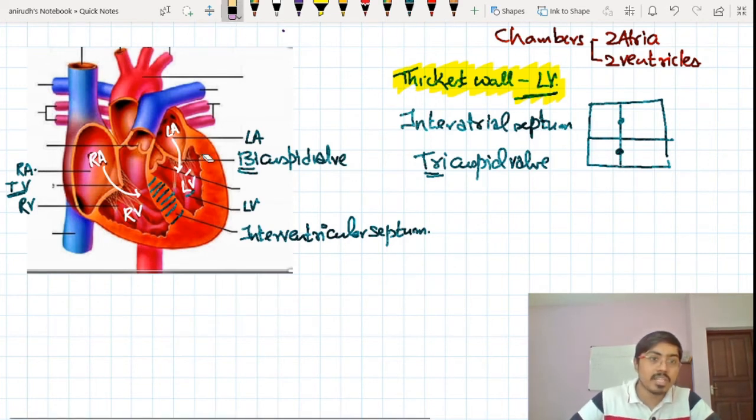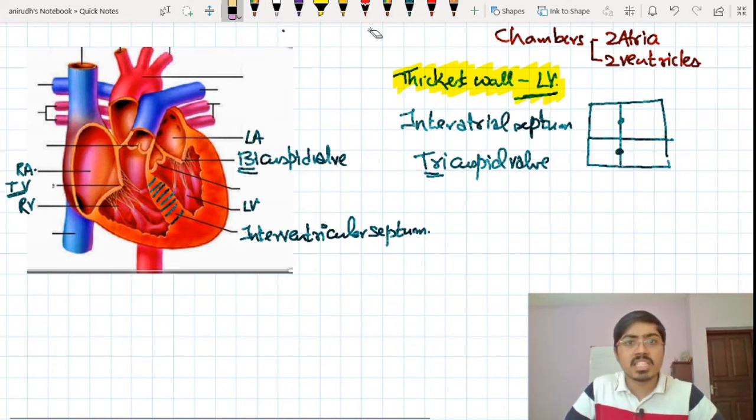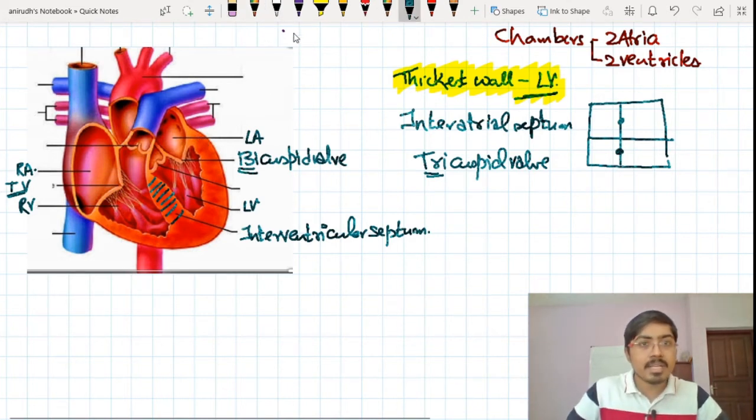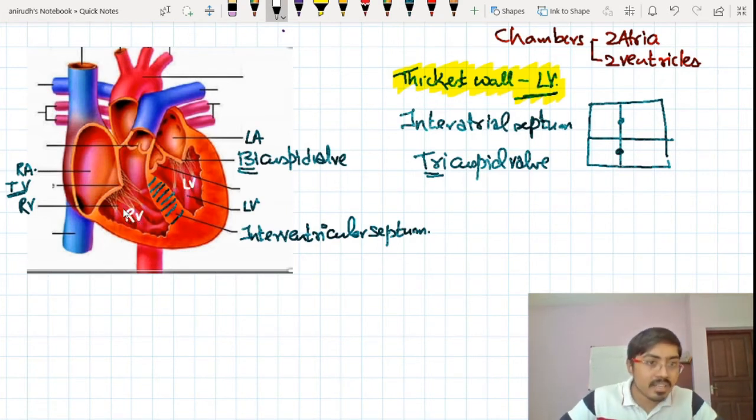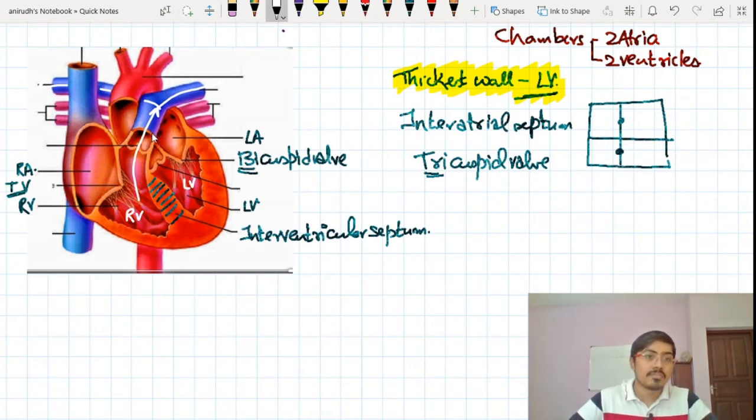Now this is not the only site for valves, isn't it? There are certain other valves also. Now see this more carefully. This is my right ventricle, this is my left ventricle. The right ventricle is connected to this particular structure. What is this? If I go through this blue blood vessel, it eventually divides into two. It goes here and the other one goes below this and all the way till here. What is this particular blood vessel? This is called the pulmonary artery.